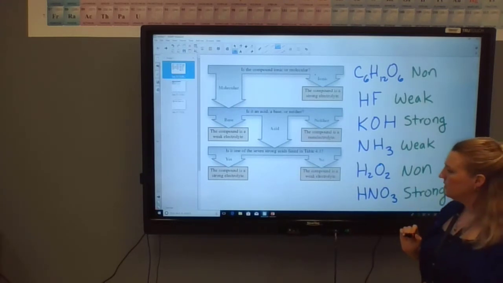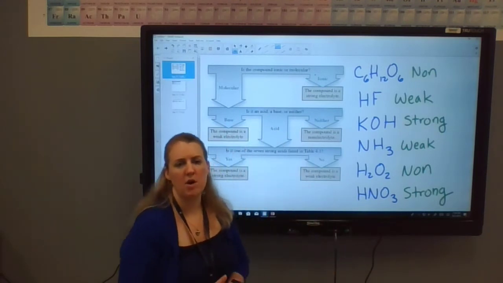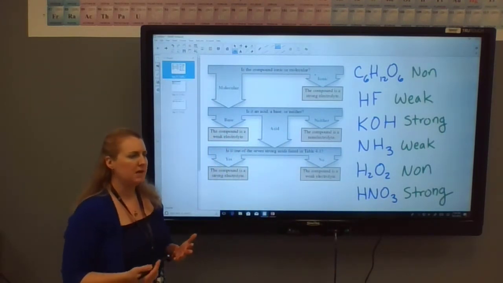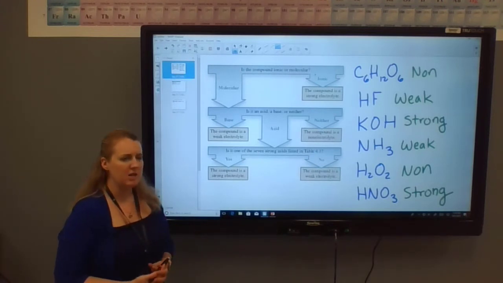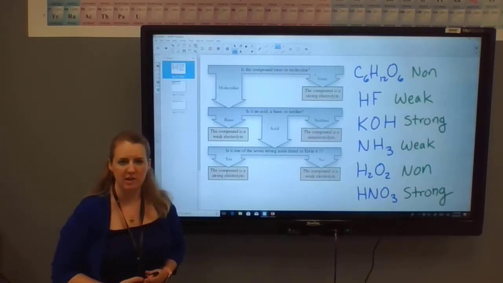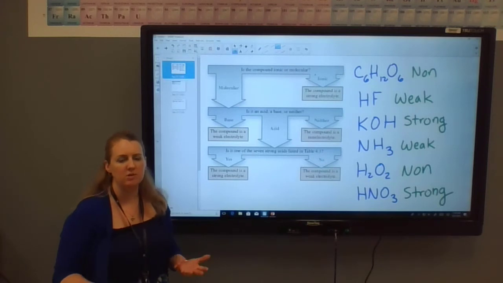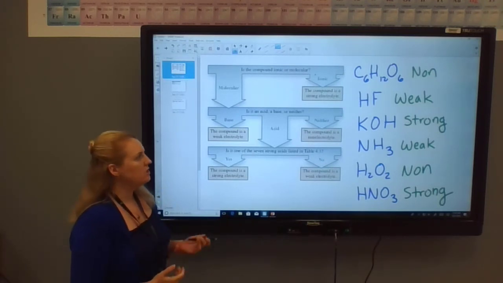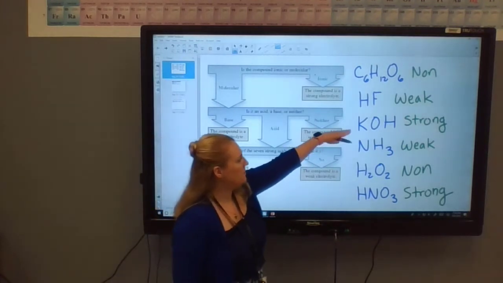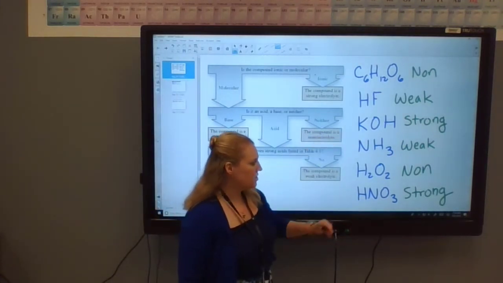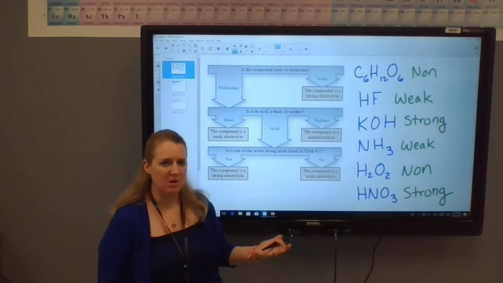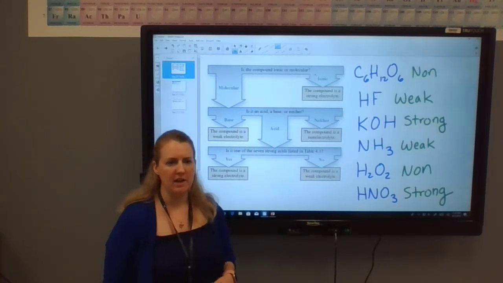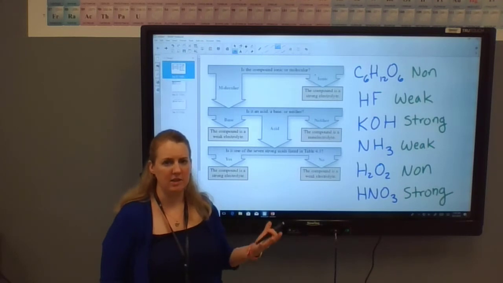This identification is going to be important later on when we're writing out our ionic and net ionic equations, because in an ionic equation, only strong electrolytes are written as their individual ions, because only strong electrolytes completely break apart in solution. So of these, only potassium hydroxide or nitric acid would be written as separate ions in solution. The other ones would be left in the ionic equation as just the molecular form.